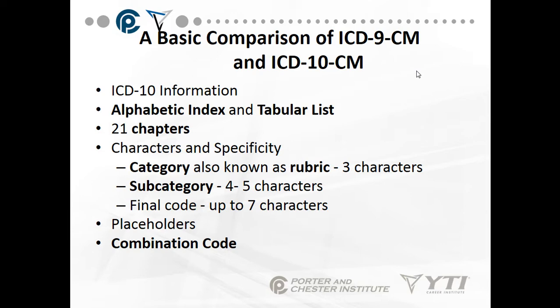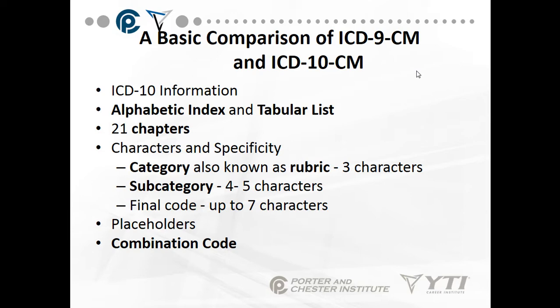The tabular index is where the codes are found, and they're done by body system, all right? And these are done with characters and specificity. The more specific you can get with the diagnosis, the higher the pay is going to be from the insurance company. Now, the categories are known as a rubric of 3 characters. All codes have at least 3 characters. The first character is a letter. The next 2 characters are numbers.